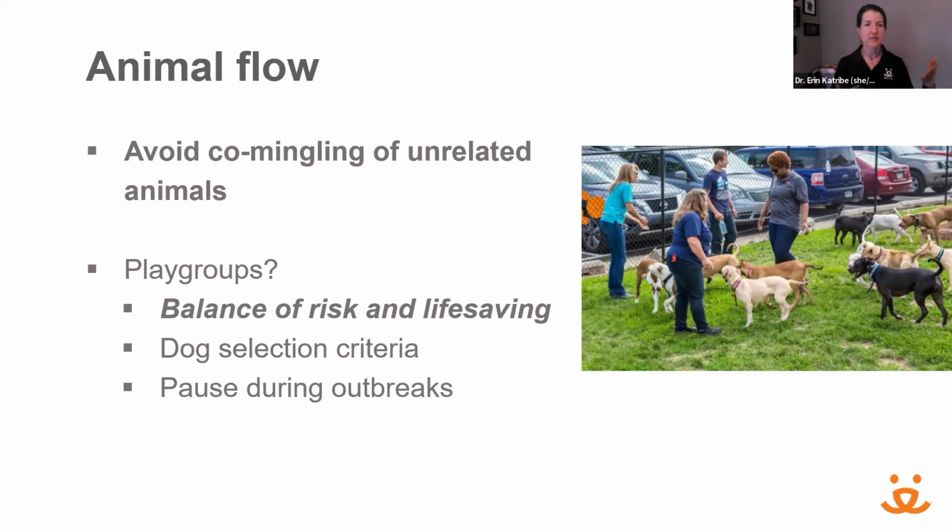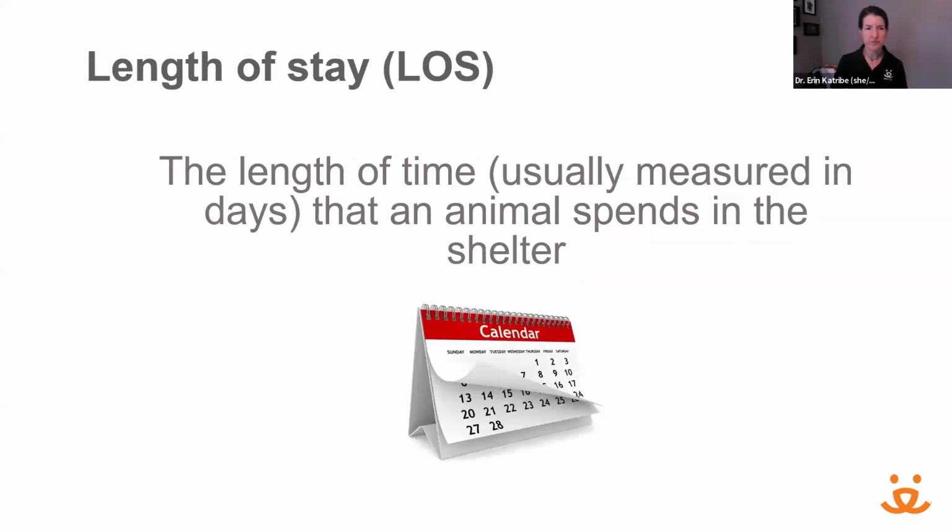We're going to select healthy adult dogs, balance risk. If we decide on doing playgroups with puppies, what puppies are we going to select? That's higher risk than adults. And if we're in the middle of a distemper outbreak, as an example, we'll probably pause our playgroups, right? And so it's, again, just balancing that risk and life-saving benefit.